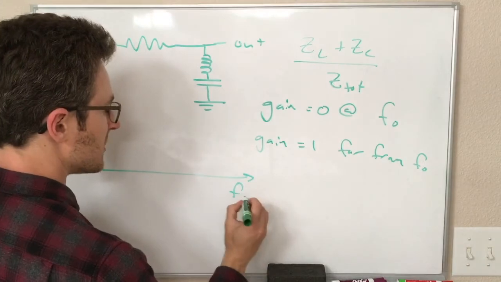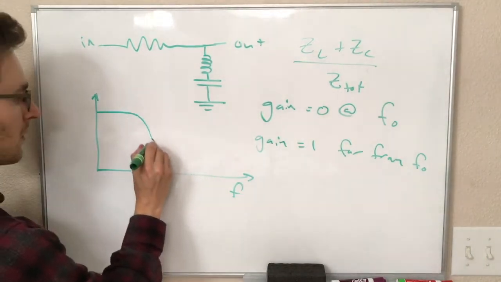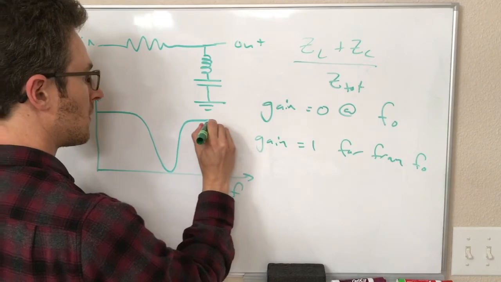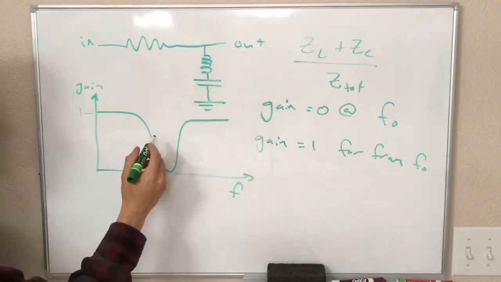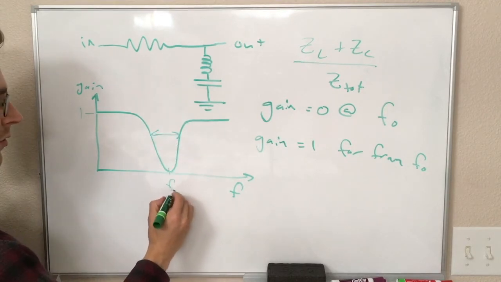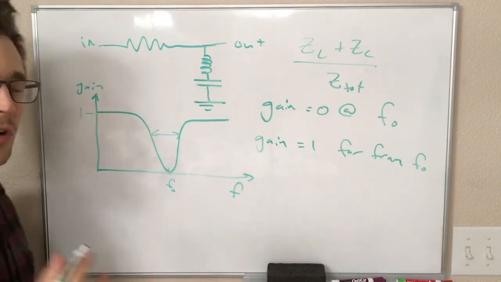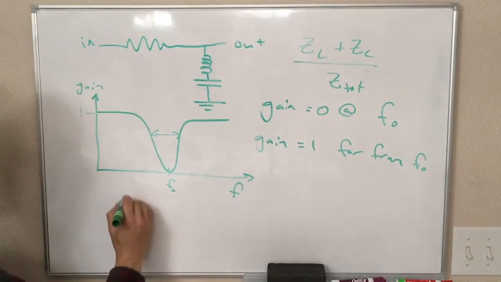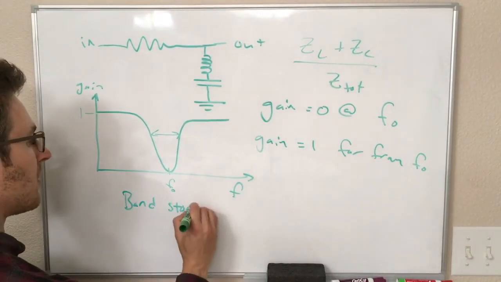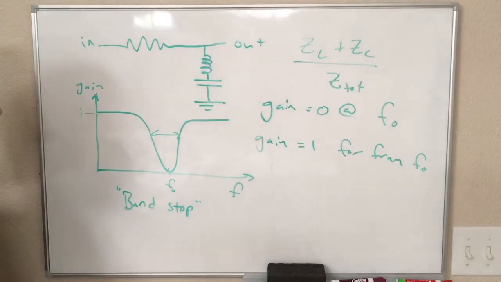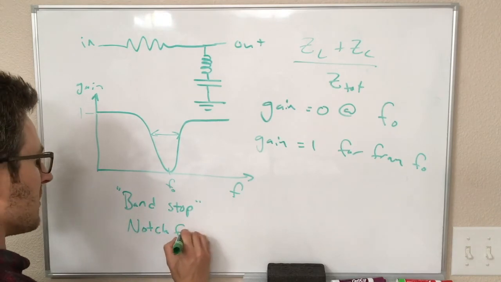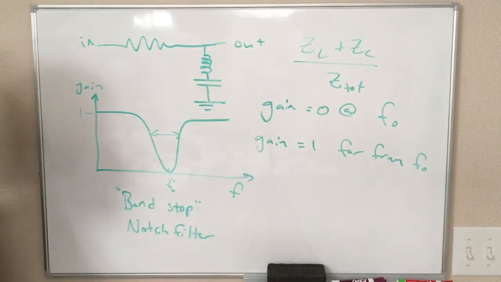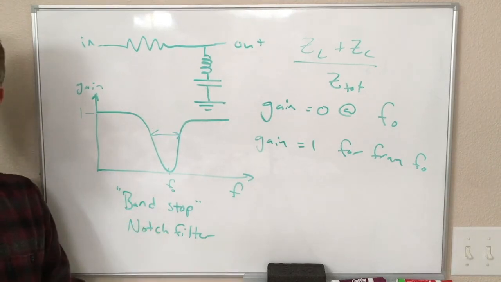So our gain plot for this looks like this. We have a gain of 1 at most frequencies, but within the bandwidth of this resonant frequency, these frequencies are stopped by the filter. So this is called a band stop filter. And for some applications, if this is super narrow, this is also called a notch filter. That's a really common expression, a notch filter.